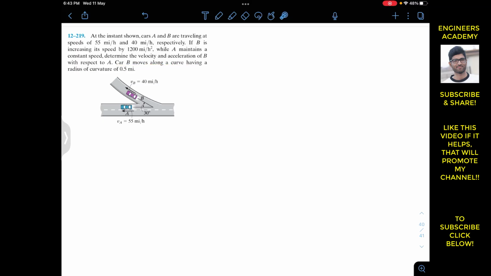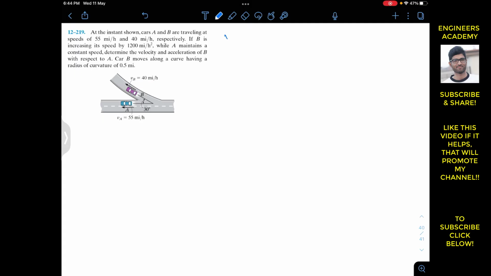So we are given the velocity of car A, which is 55 mile per hour, and the velocity of B, which is 40 mile per hour. So we have to find VBA, and we have to find the acceleration of car B with respect to A. So first of all, we will find the velocity. For velocity, we have to find the Cartesian vector representation of VA and VB.